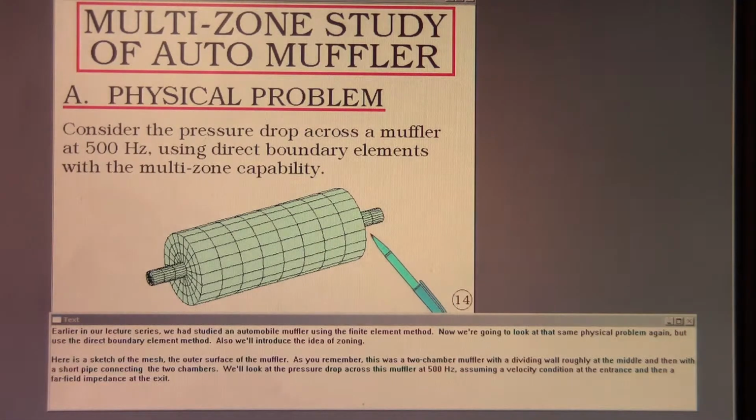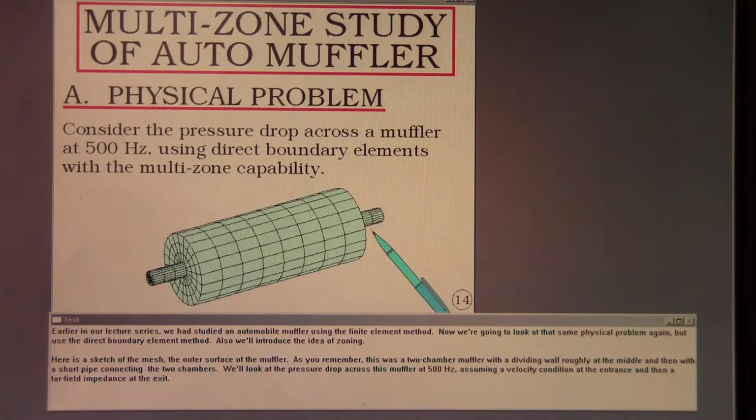Here's a sketch of the mesh, the outer surface of the muffler. As you remember, this was a two-chamber muffler with a dividing wall roughly at the middle, and then with a short pipe connecting the two chambers. We'll look at the pressure drop across this muffler at 500 Hertz, assuming a velocity condition at the entrance and then a far field impedance at the exit.